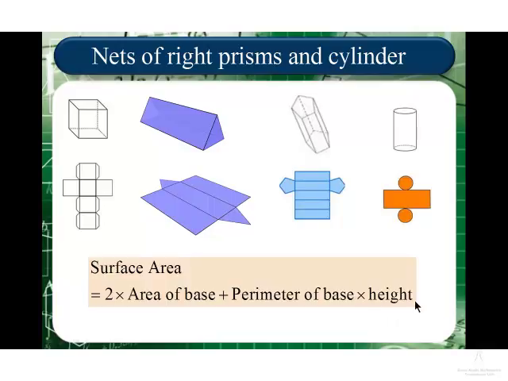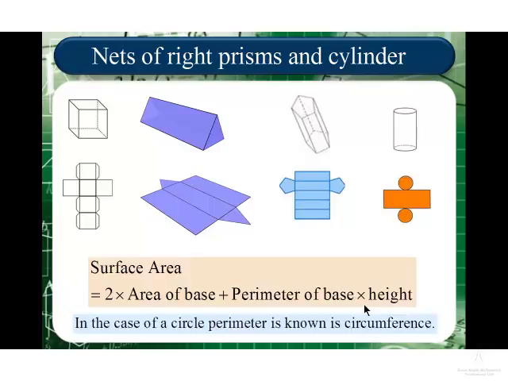Note that the height referred to here will be the distance between the base and the top of either the prism or the cylinder, and in the case of a cylinder the perimeter is known as the circumference.